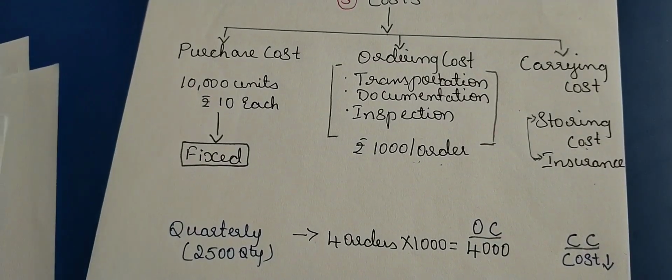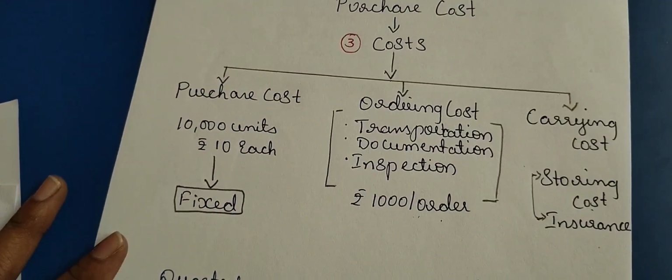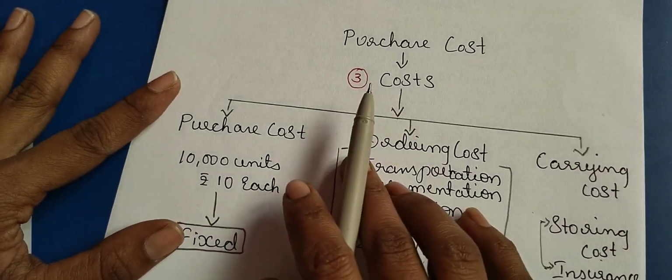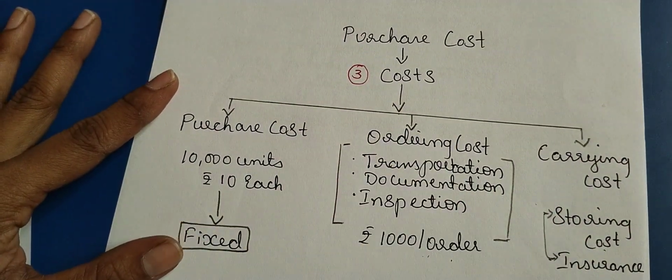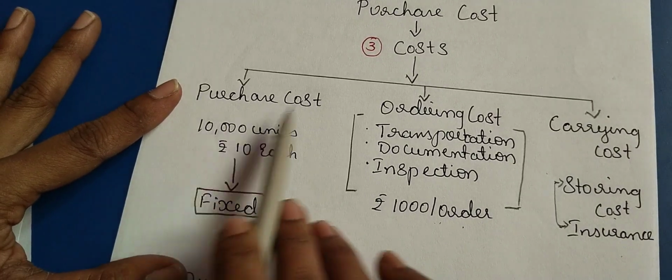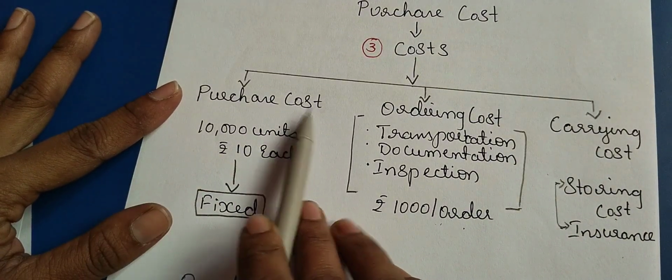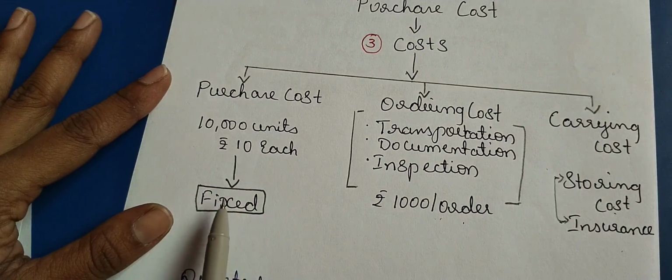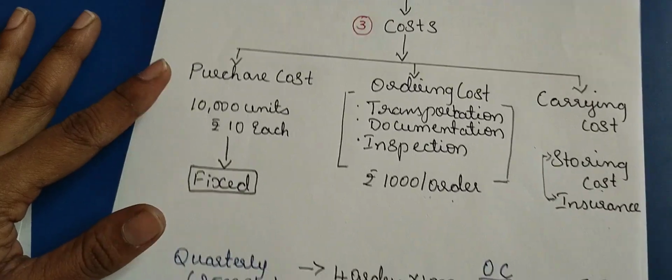Okay. Now we'll see. If you take any purchase, it includes three costs. We have discussed all the three costs. See, this is purchase cost. The purchase cost will be there, for example 10,000 units at rupees 10 each. This will be fixed. This is not going to change. So it is fixed, right?